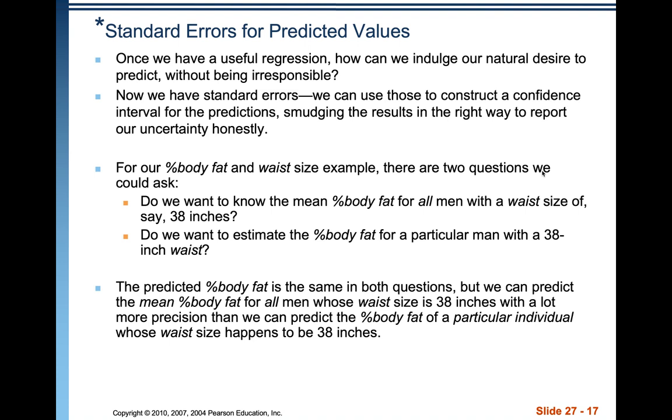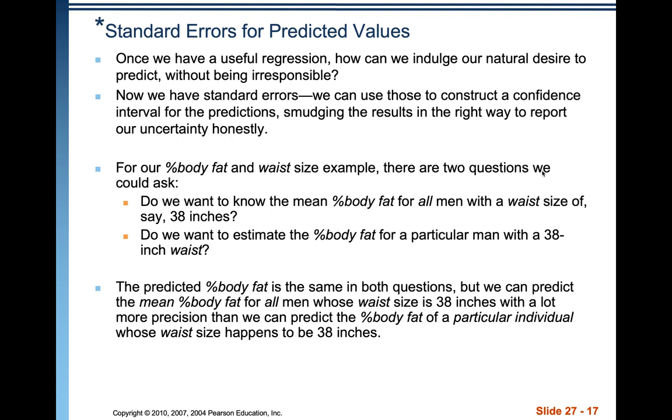Once we have a useful regression, how can we indulge our natural desire to predict without being irresponsible? Now we have standard errors. We can use those to construct a confidence interval for the prediction, smudging the results in the right way to report our uncertainty honestly.